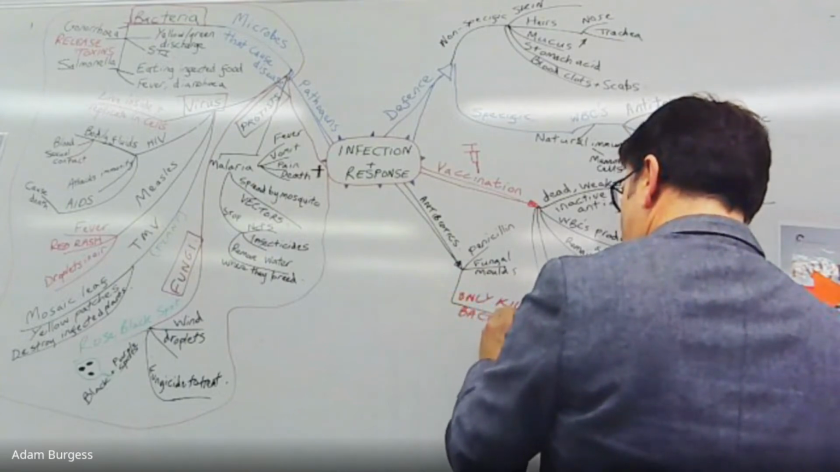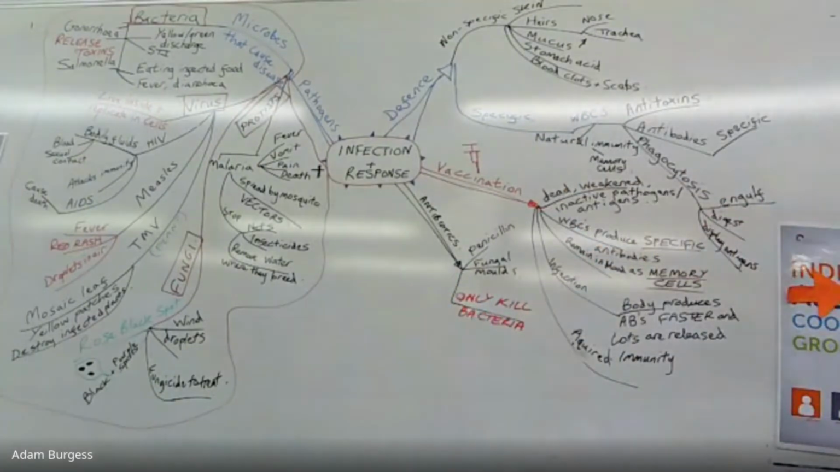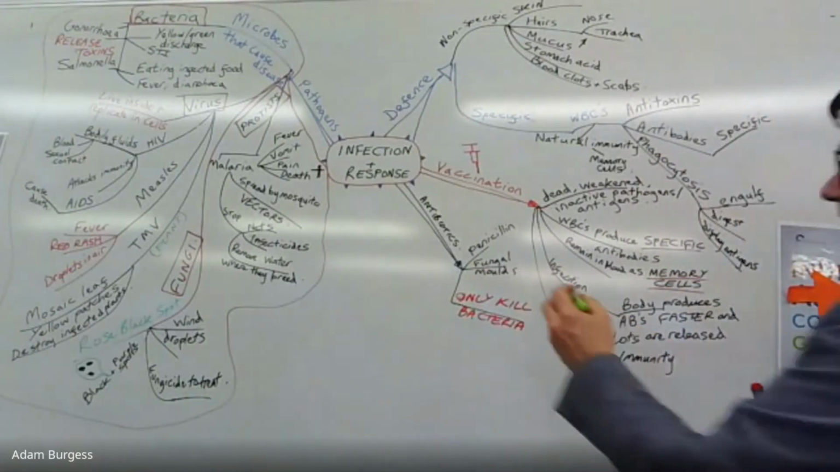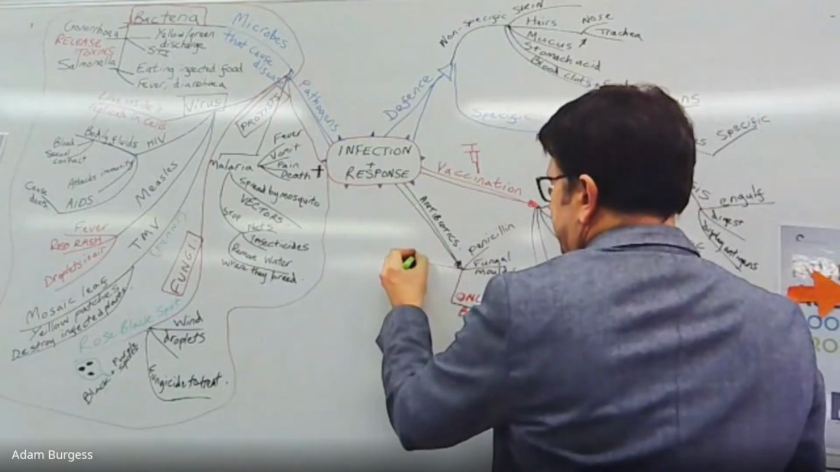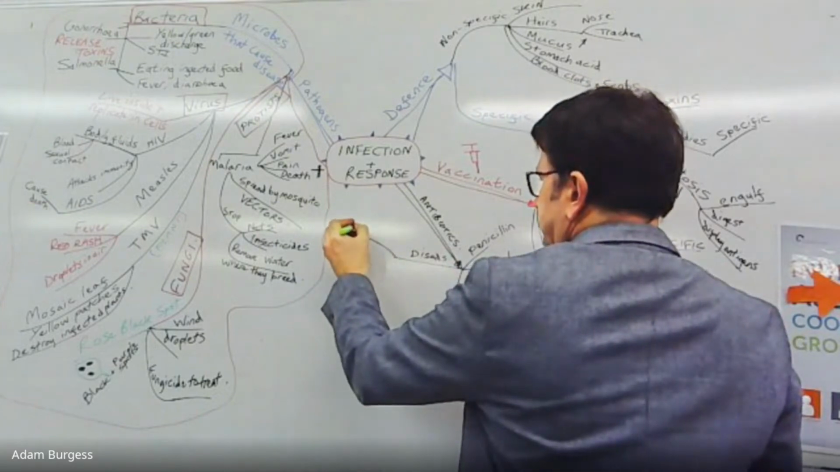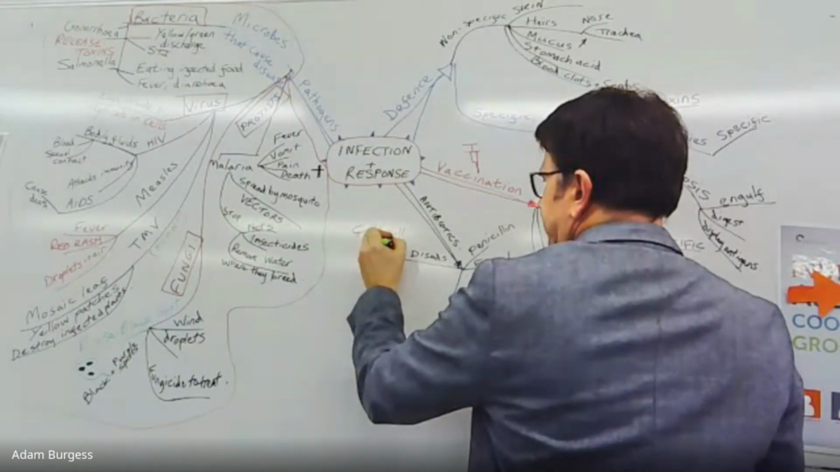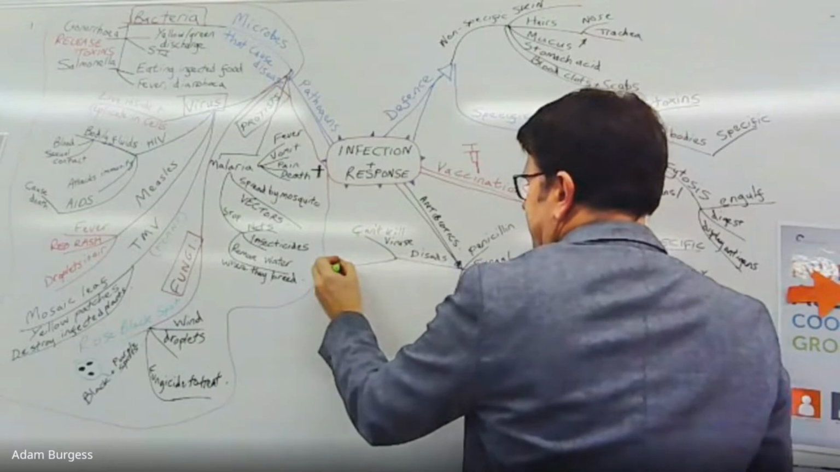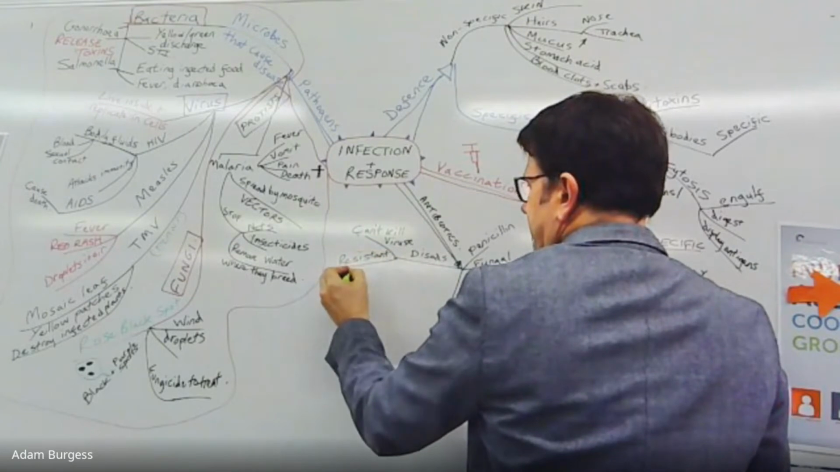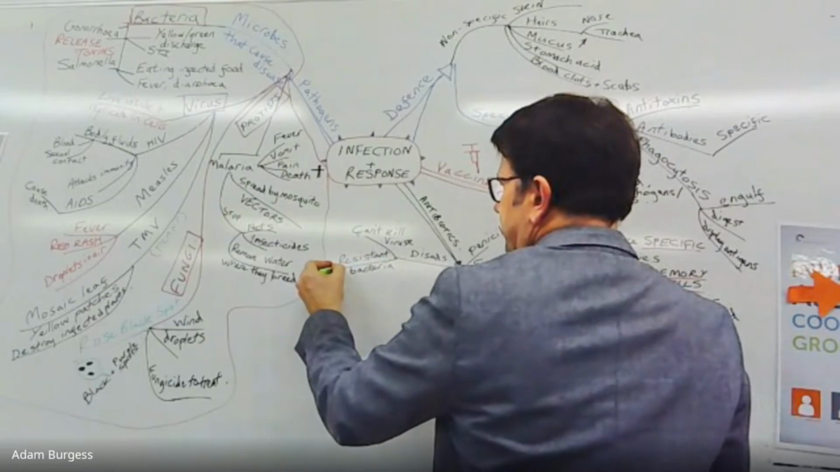They can't kill viruses because the viruses are inside the cells. Only kill bacteria. However, there are some disadvantages of antibiotics, as we've said. So these are the disadvantages here. They can't kill viruses. Some bacteria are resistant, so you get resistant bacteria. They're caused by random mutations, remember.